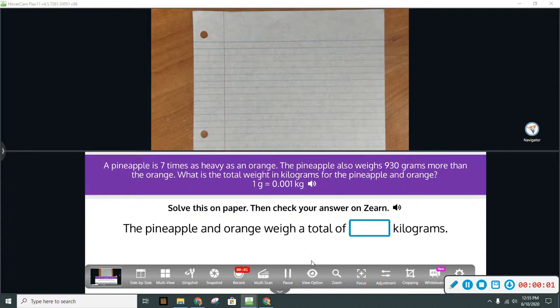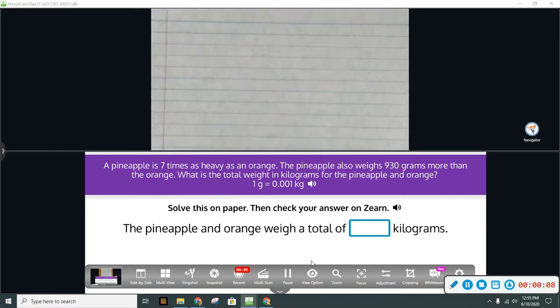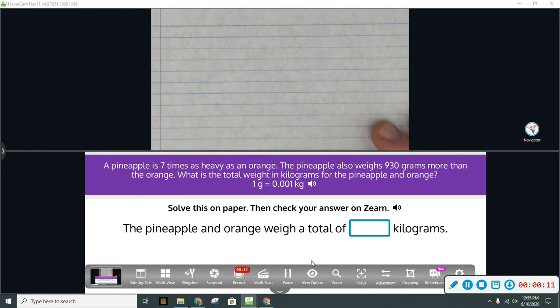All right, ladies and gentlemen, I got a great question about an item on Zearn, a problem that's going to require a little bit of algebraic thinking. So, let's take a look at this together.